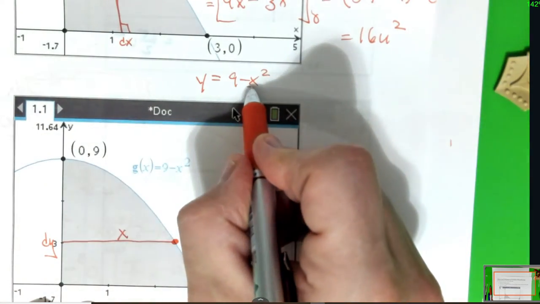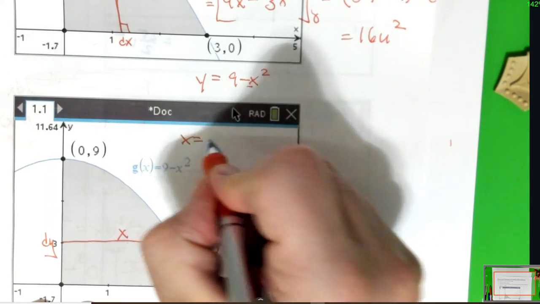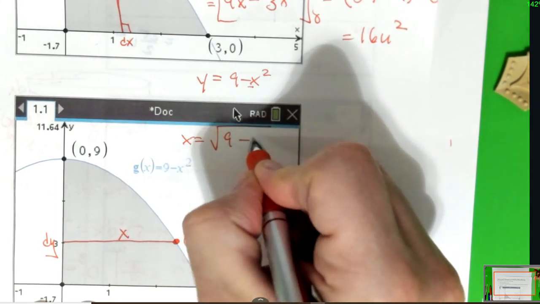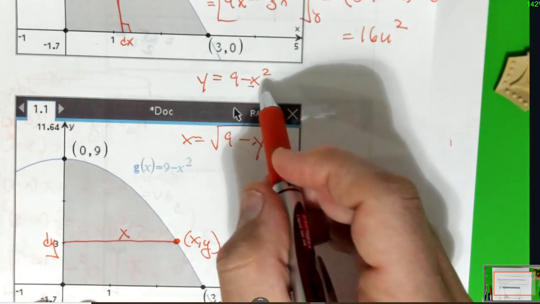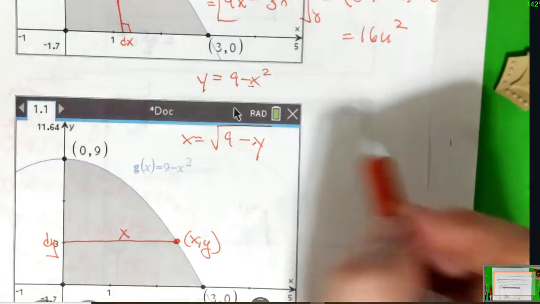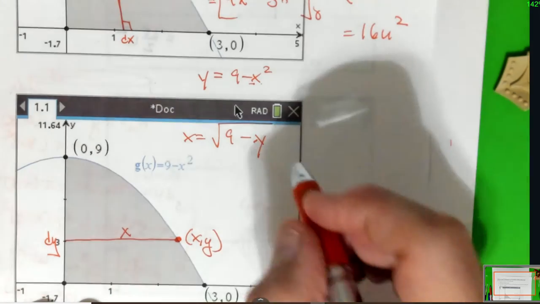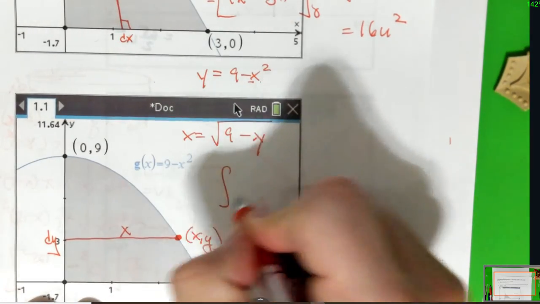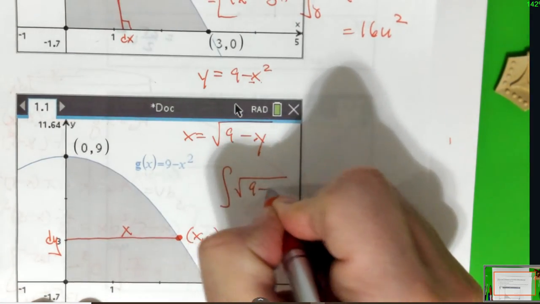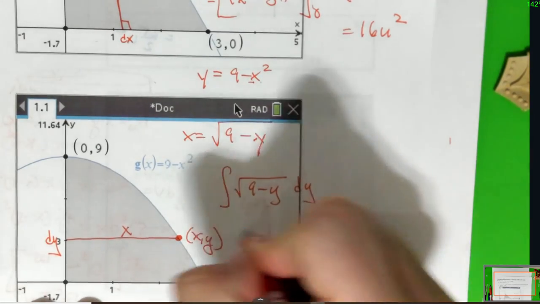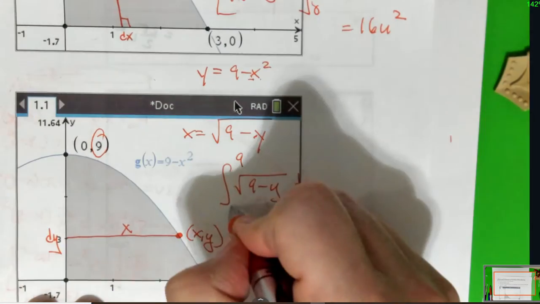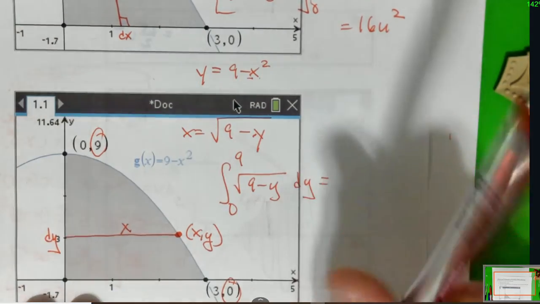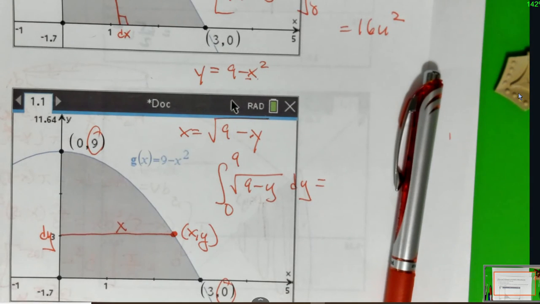So I need to solve this for x. And I know I need the positive branch, so I can do that. So first thing I'm going to do is add x squared to both sides, subtract y, and take the square root. So 9 minus y in y, but be careful because now y goes from 0 to 9, and I'll leave it to the reader to show that that's 16 square units.